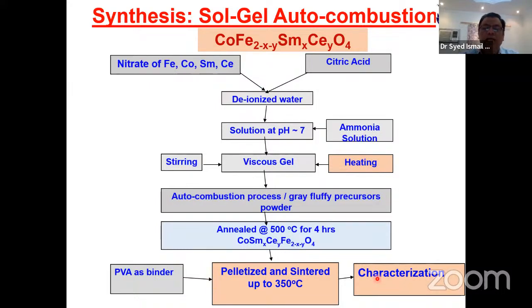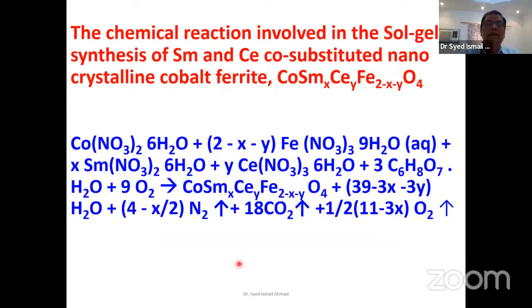This is the equation involved in the process. The nitrates of cobalt, ferric nitrate FeNO3 nonahydrate, and likewise samarium hexahydrate, and cerium, and citric acid. After combustion, a large amount of gases, nitrogen, carbon dioxide, and oxygen, has been evolved.